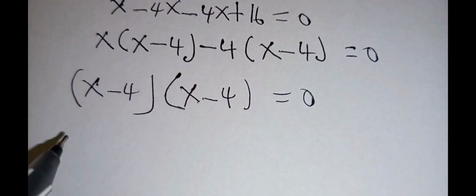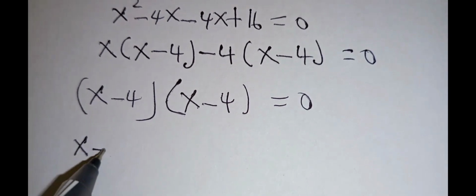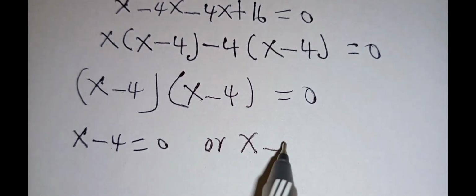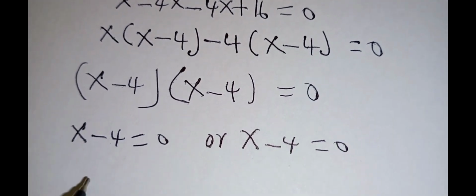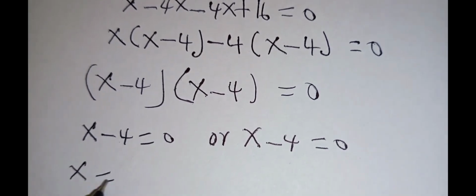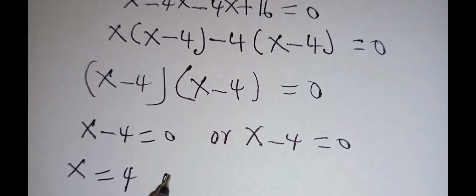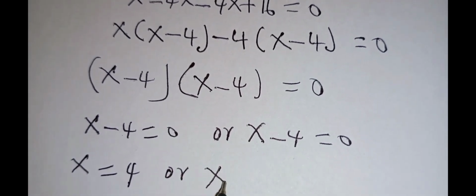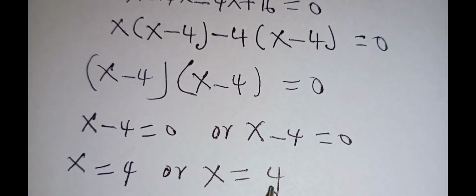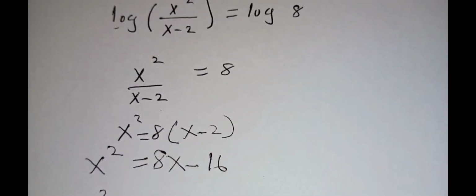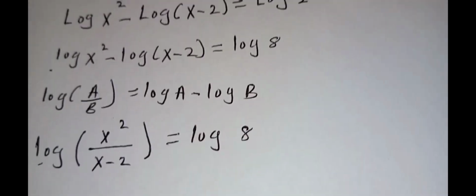So this implies that either x minus 4 is equal to 0, or x minus 4 is equal to 0, meaning that x is equal to 4, taking negative to the right hand side will become positive, or x is equal to 4. So our value of x is equal to 4 from what we had been told to do.